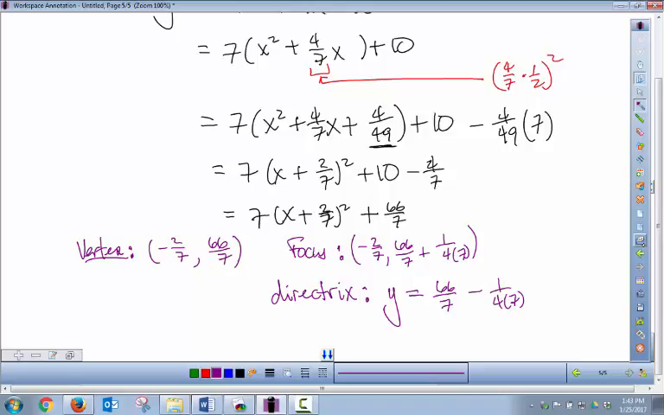Any questions? Okay. We good with parabolas? You can also have a parabola going sideways, where x is equal to something with a y, and it'll follow the same rules.